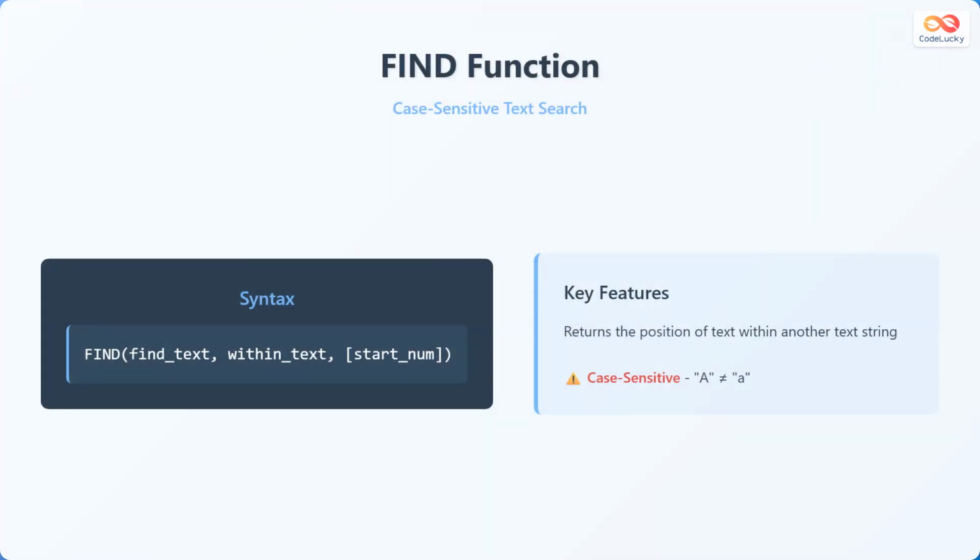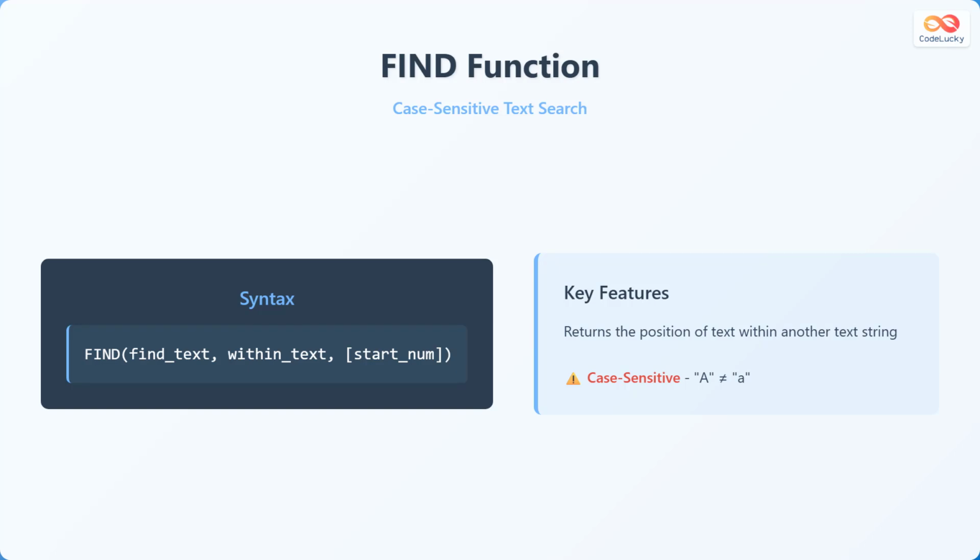Let's start with the FIND function. This function is used to locate the starting position of a specific text string within another text string. The FIND function is case-sensitive, which means it distinguishes between uppercase and lowercase letters. The syntax for the FIND function is as follows: FIND(find_text, within_text, [start_num]).